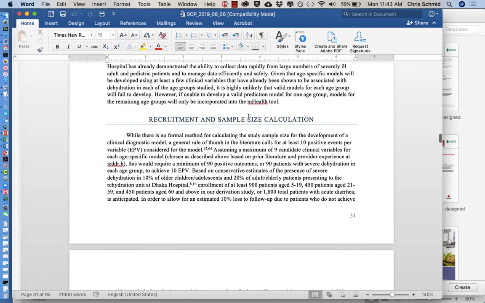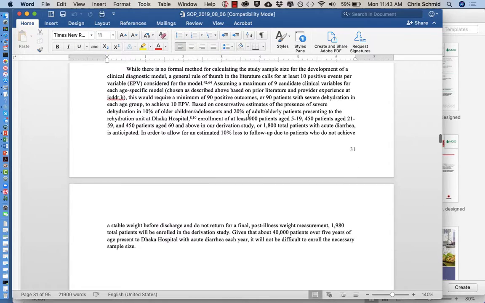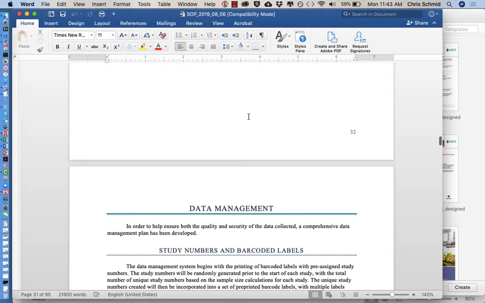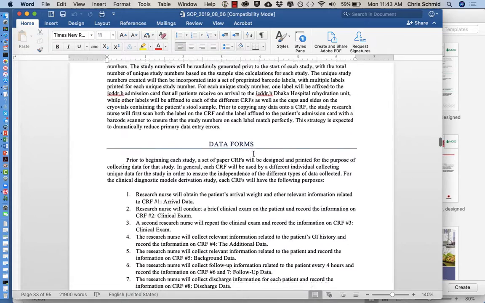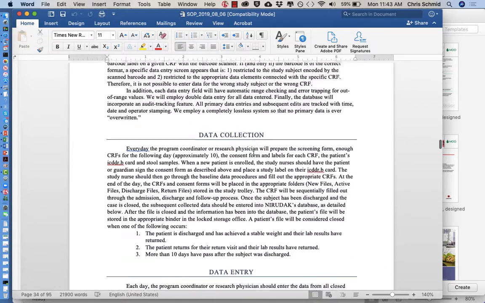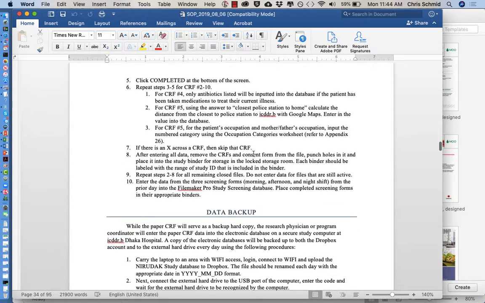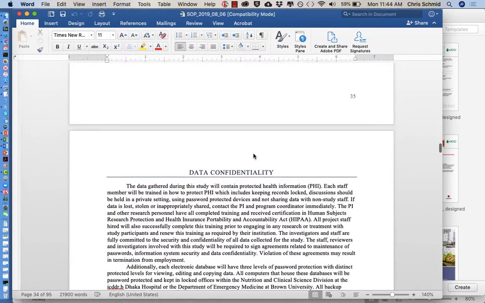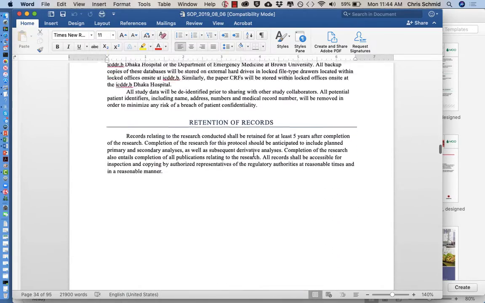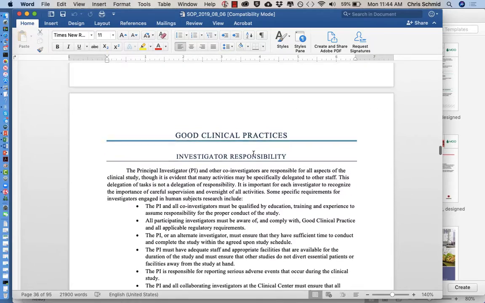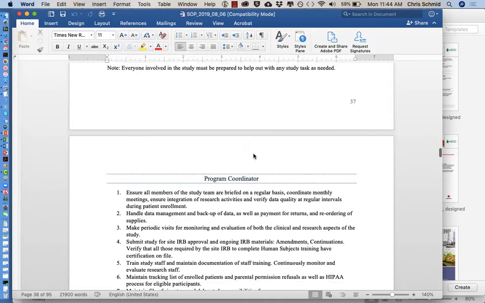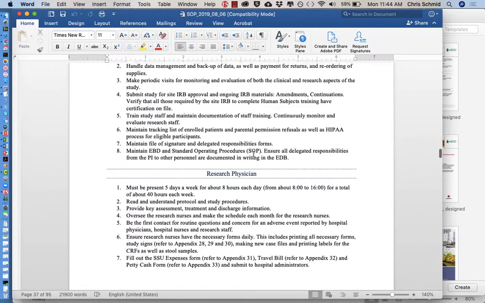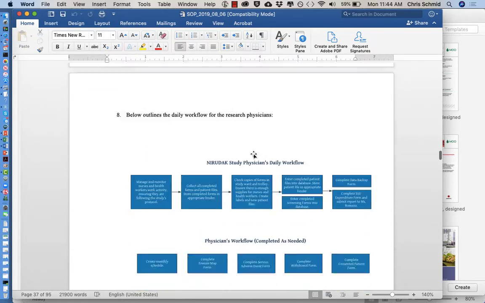Then there's the recruitment and how we're going to recruit people, how many people we need for the study. And then there's a whole thing on data management, how the forms are collected and all that kind of stuff. Data entry, data backup, confidentiality, retention of records. Then there's good clinical practices. For example, what does the coordinator have to do? What does the physician have to do? What does the nurse have to do?